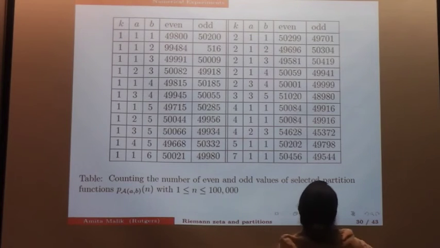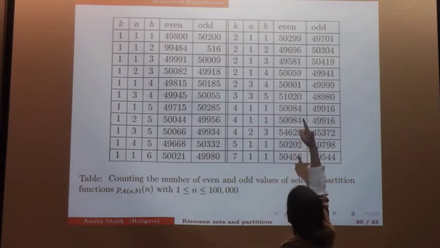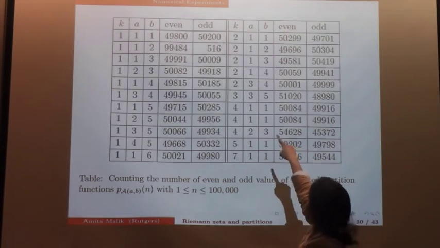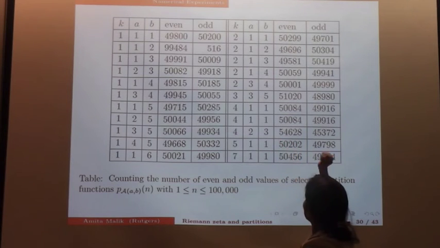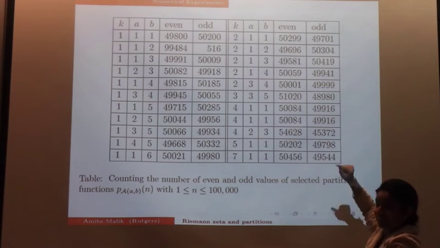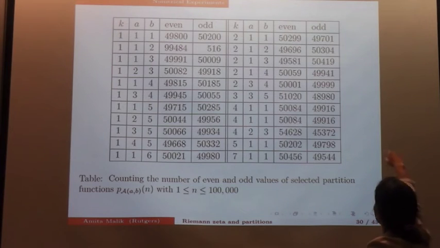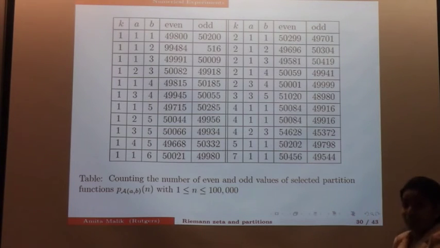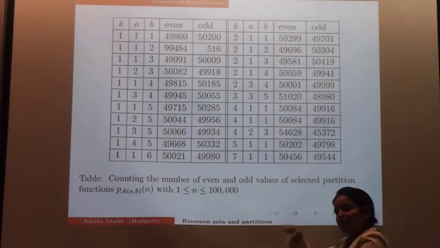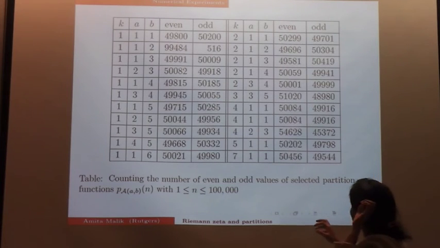Over here there is one which is really close. With k equal to 2, a equal to 3, b equal to 4, you have 50,001. There is exactly one more n for which the function takes even values, and this is 49,999. So it gets really close. And we are only looking at n up to 100,000. So as you increase n, you do see that they get really close to each other.